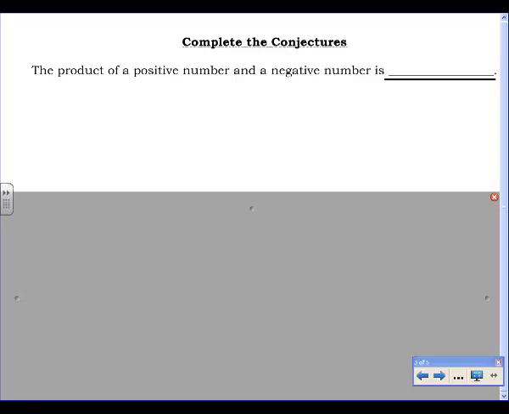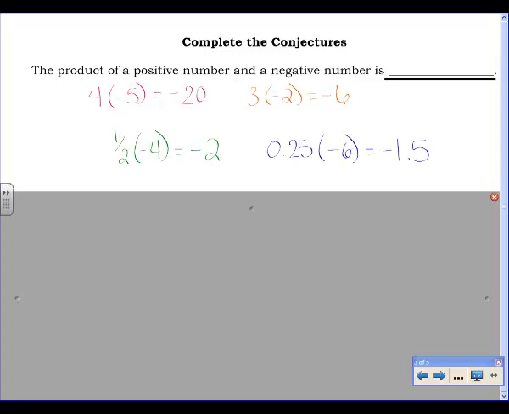So a negative times a positive, let's start with 4 times negative 5. That product equals negative 20. Next, let's try 3 and negative 2. That equals negative 6. It's a good idea to try all kinds of different numbers, so next let's try some fractions. 1/2 times negative 4 is negative 2. 0.25 times negative 6 is negative 1.5. Hopefully now you can draw a conclusion from these examples. Each time we multiply a positive by a negative, our answer is negative.